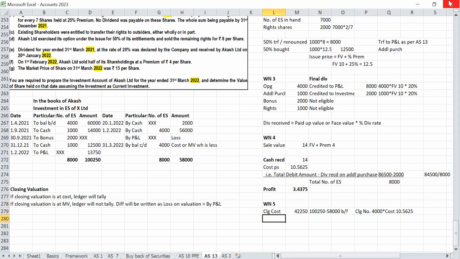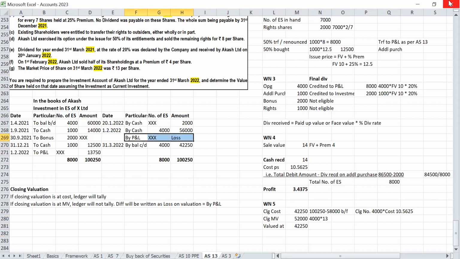And what is the closing market value? Closing market value is 13 per share, 4,000 into 13. Whichever is less, closing stock is lesser than market value.